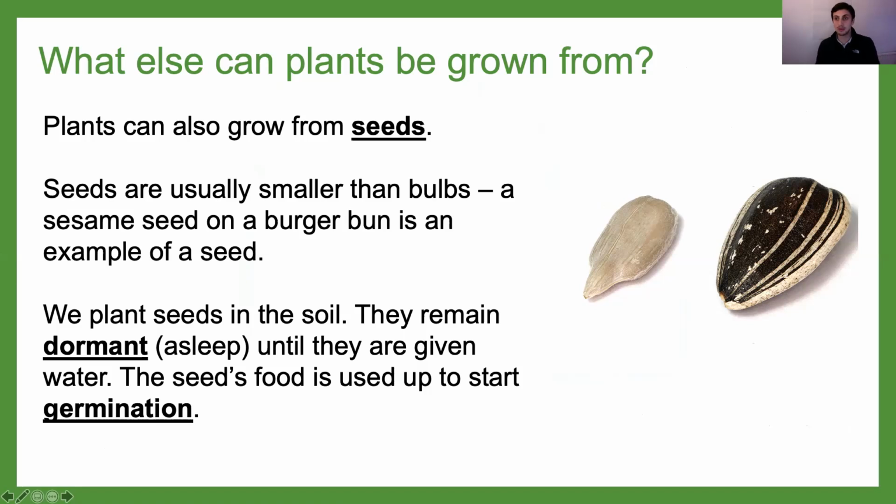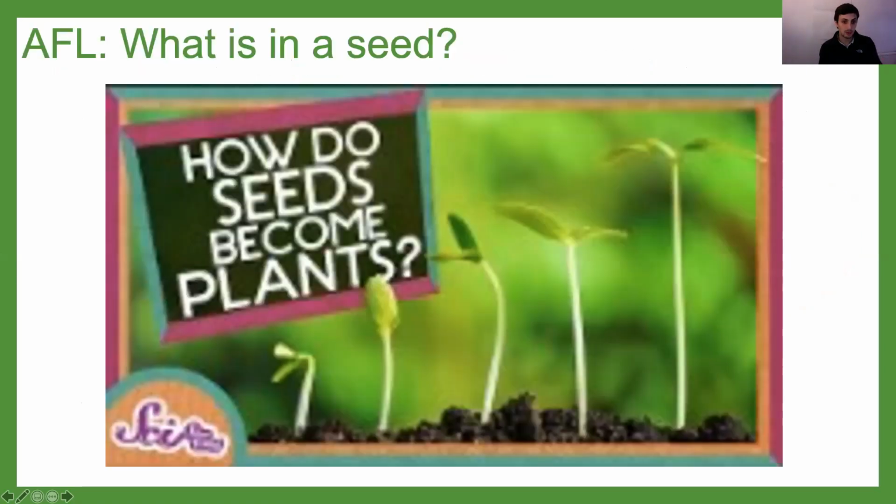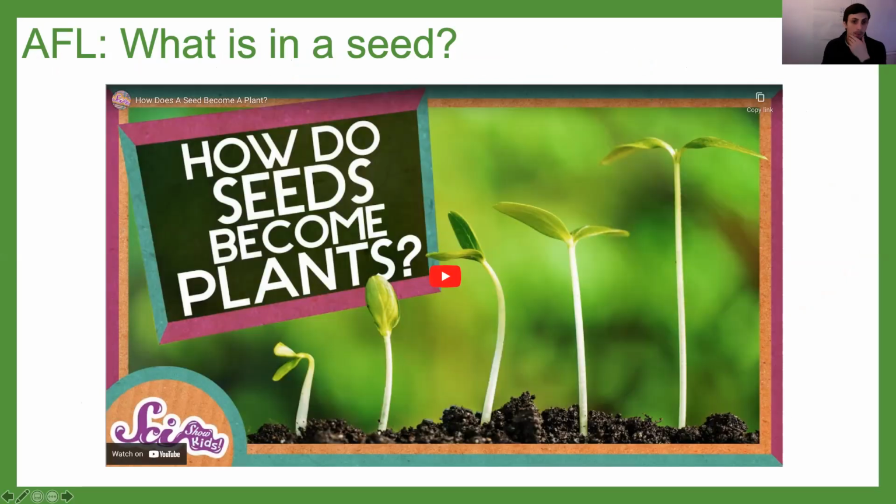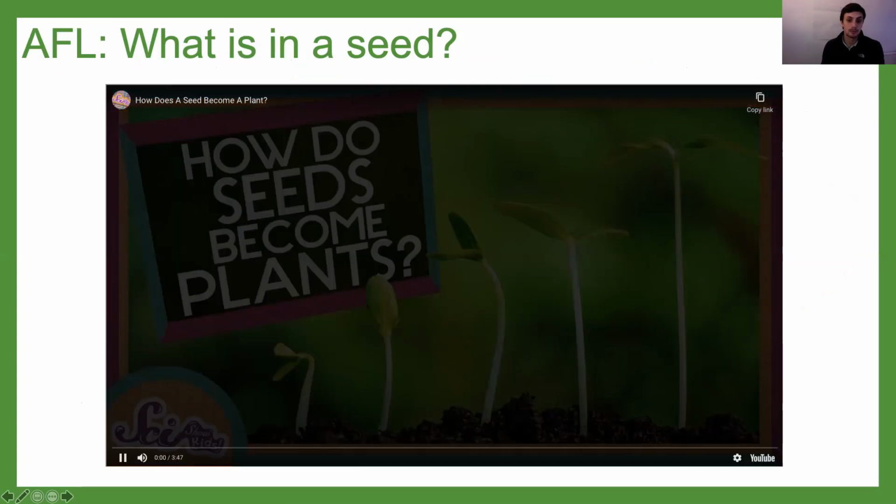That's the main difference. A bulb has everything it needs to start growing, but seeds stay asleep until we give them water. And the seed food is used to start up germination. Got a little short video here, which we're just going to watch about how seeds become a plant.